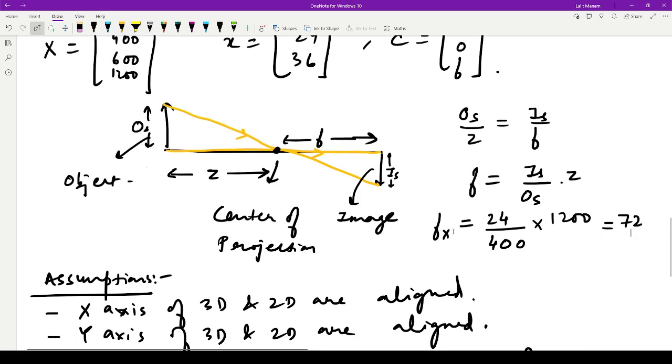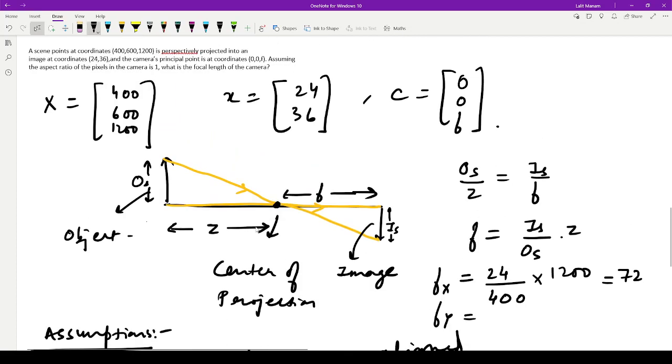What about Fy? Fy is 36 by 600 into 12, which is 72. You get the same in both cases, correct? And that's the assumption given here as well: the aspect ratio of pixels of the camera is 1. That means whatever focal length you have for the x-axis should be the same for the y-axis. The image is a square image, and this answer corroborates that both focal lengths are the same.